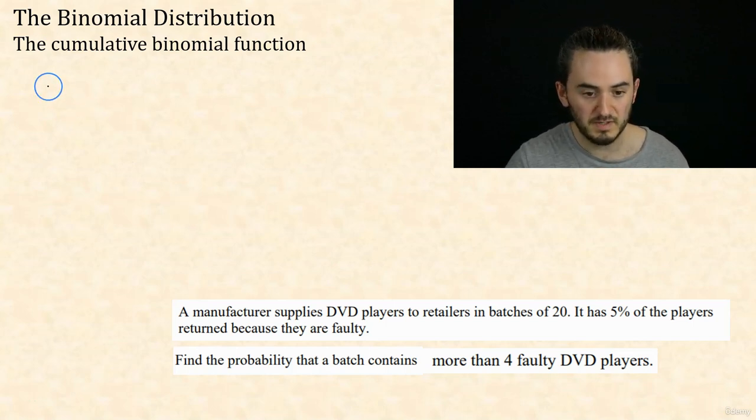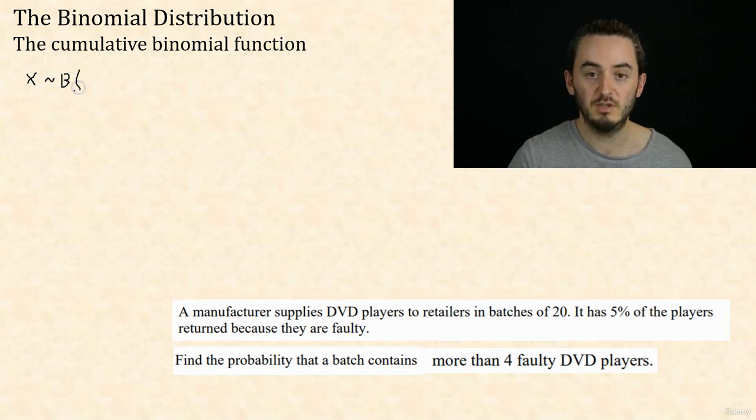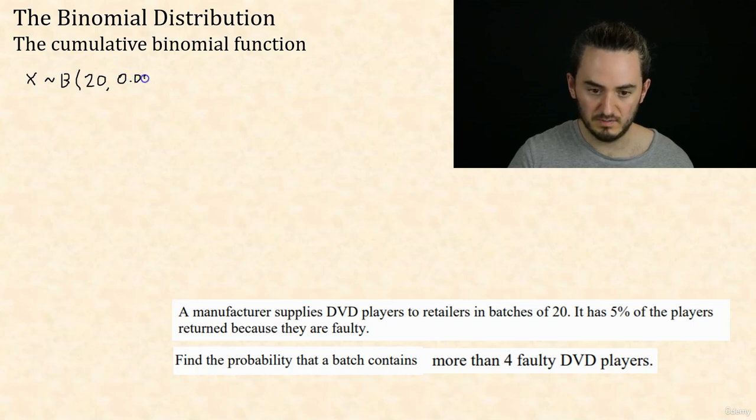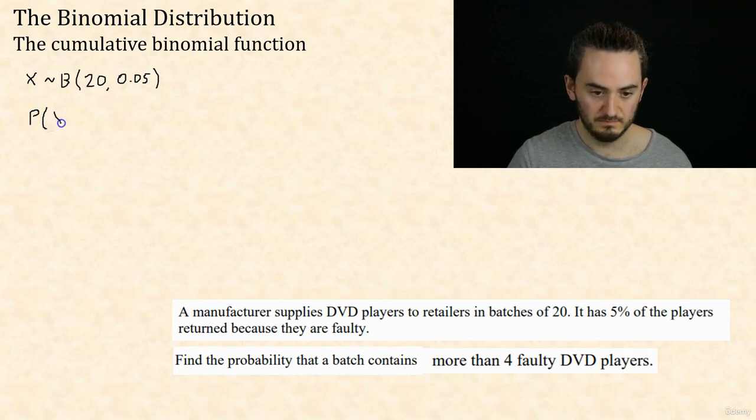As with all the previous questions, we should start by writing down what the distribution is. So the number of faulty DVD players has a binomial distribution. There are 20 players in a batch, and each player has a 0.05 chance of being faulty. The question is: what's the probability that more than 4 are faulty?